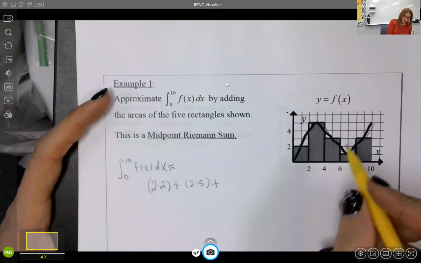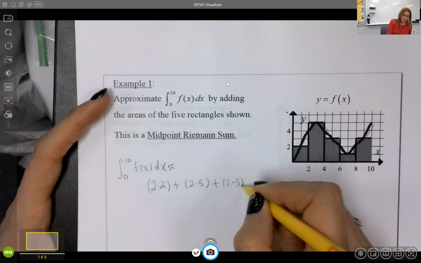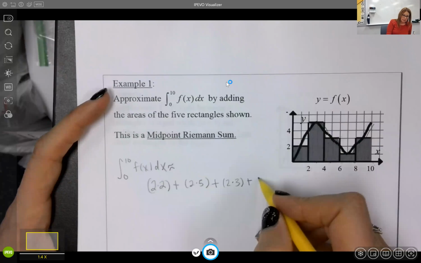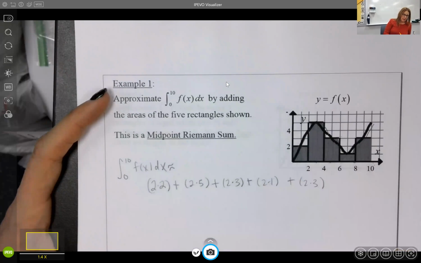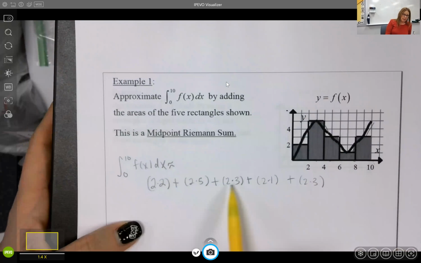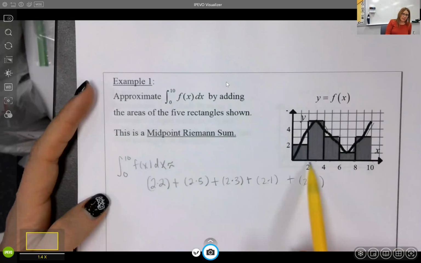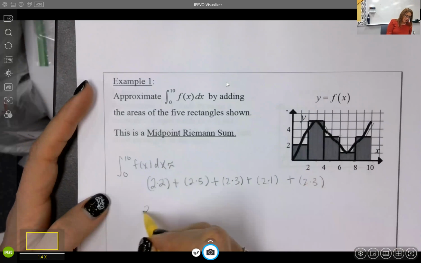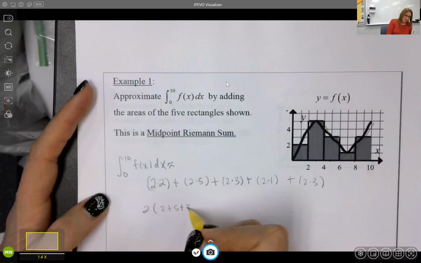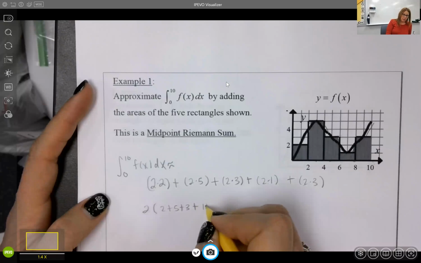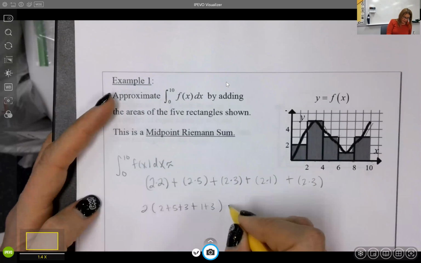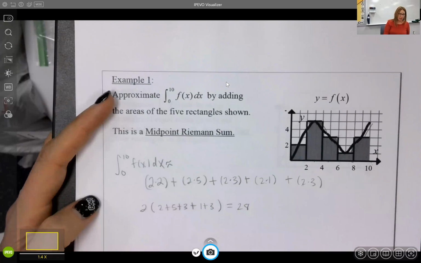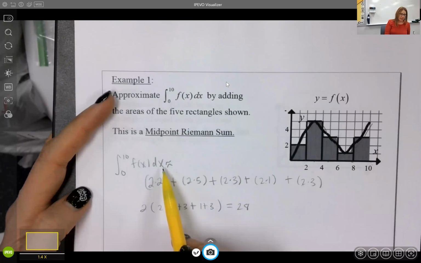So each rectangle has the same width, they're all 2. This one goes up to 3, so 2 times 3, 2 times 1, and then the last one is 2 times 3 again. I noticed that there's a 2 in each one because I kept my interval the same. So it's 2 times (2 plus 5 plus 3 plus 1 plus 3). Those were the heights of each of my rectangles. I can add that up and I get 28. So notice the notation. This integral is approximately this, but this is exactly this, okay?